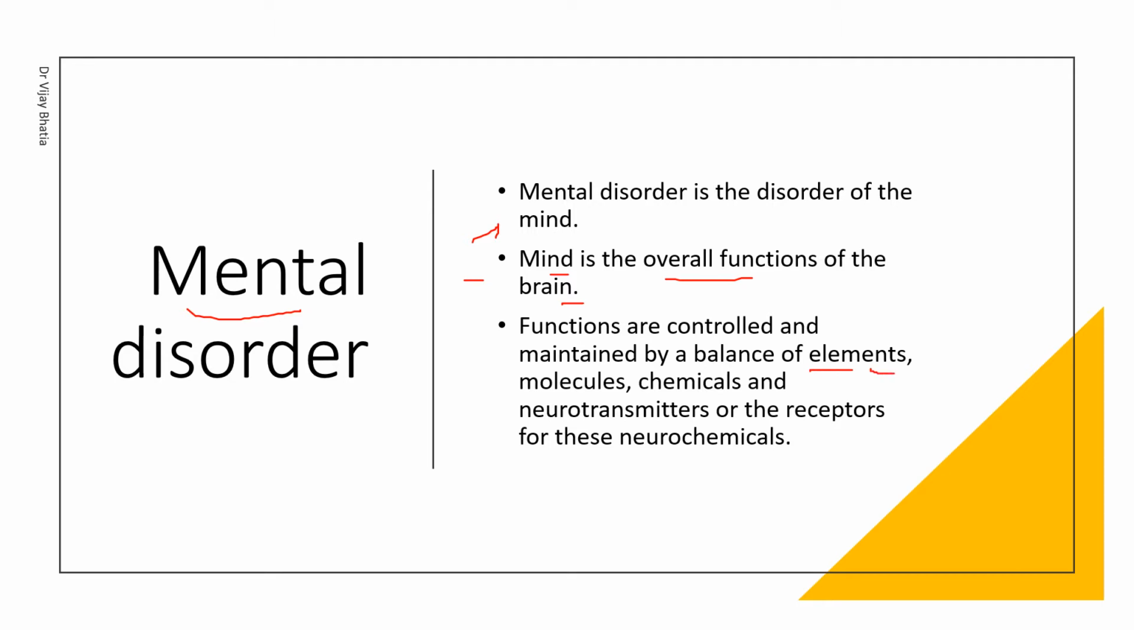sodium, potassium, calcium. These are all maintained within a very narrow balance, and other chemicals, neurochemicals, neurotransmitters, and even the receptors. These are the gates for the chemicals to go inside the neuron and function, and they can stop the molecules going inside the nerve cell or let them go out. Without these receptors, nothing can go inside or outside. And these neurochemicals are maintained in a very, very clear, narrow balance.